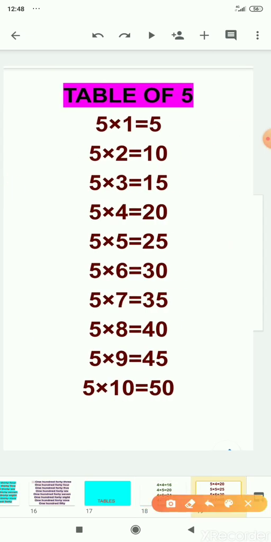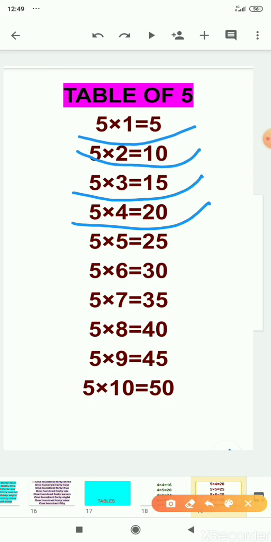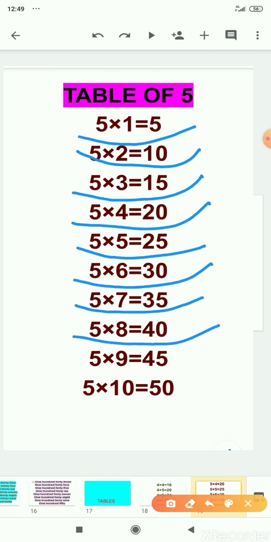Start. 5 ones are 5, 5 twos are 10, 5 threes are 15, 5 fours are 20, 5 fives are 25, 5 sixes are 30, 5 sevens are 35, 5 eights are 40, 5 nines are 45, 5 tens are 50.